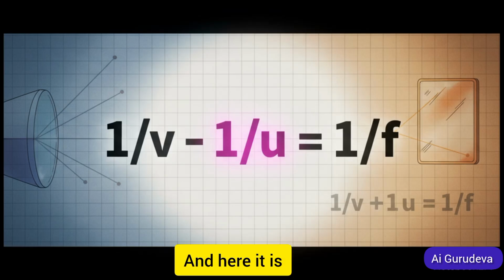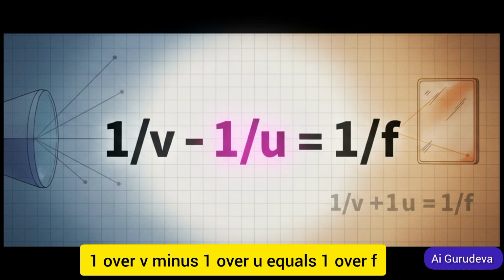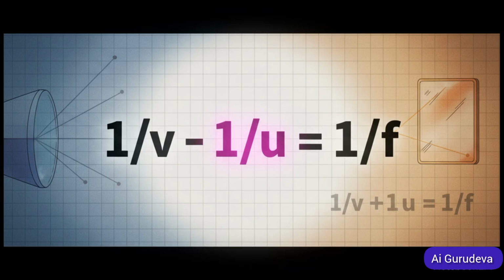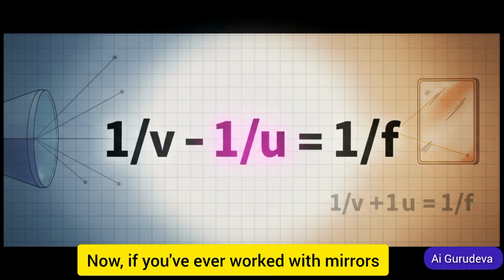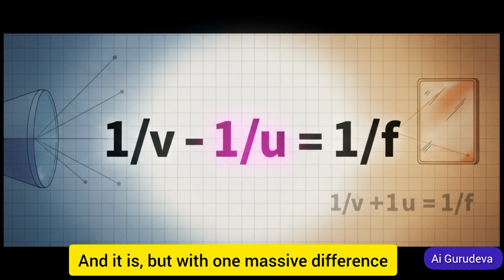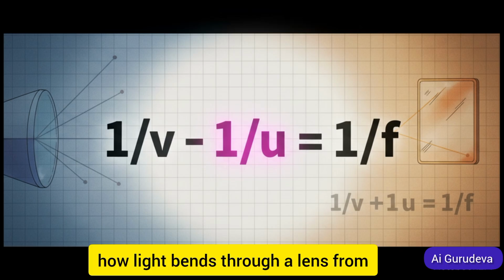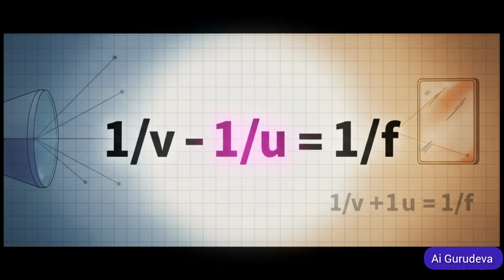And here it is in all its glory. 1/V − 1/U = 1/F. Now, if you've ever worked with mirrors, you might be thinking, hey, that looks familiar. And it is, but with one massive difference, that minus sign. That little dash is everything. It's what separates how light bends through a lens from how it bounces off a mirror.